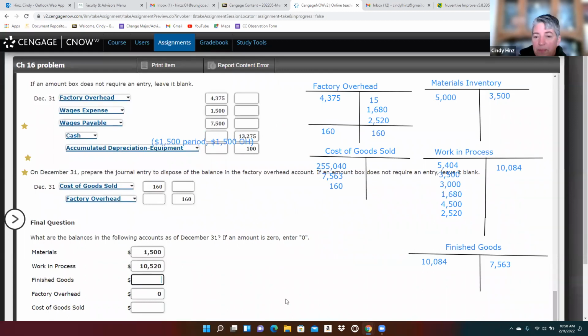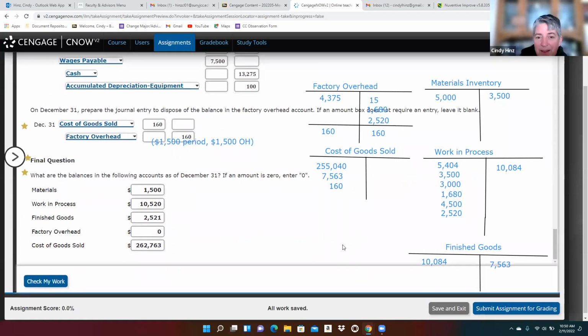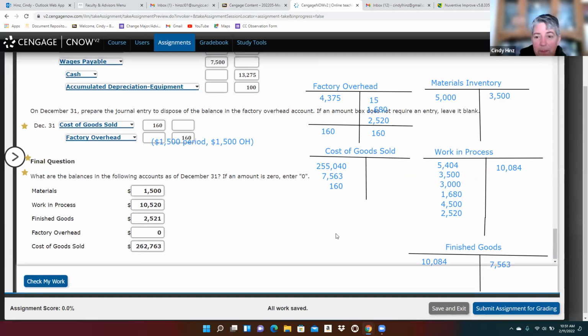For finished goods, we had $10,084 in there, but we sold 75 of those sweaters. So what we have left is just the value of those other 25 sweaters we have not yet sold. And finally, our cost of goods sold, we have only debits, so I just need to add those three numbers together. 262,763. And at long last, we have finished the problem.